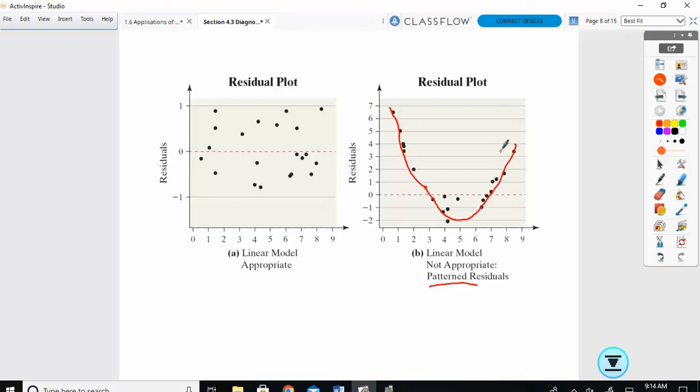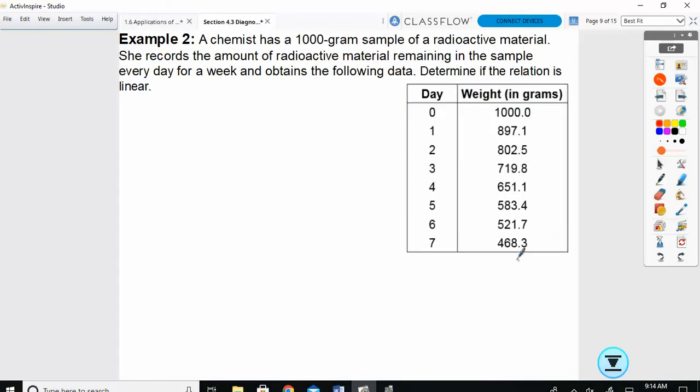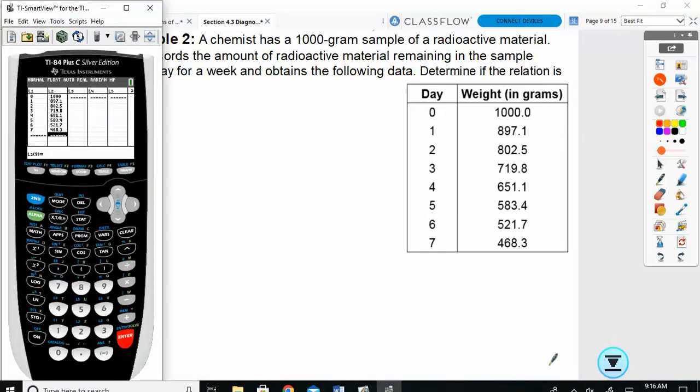So we're going to talk about how to get a residual plot. A chemist has a 1,000 gram sample of a radioactive material. She records the amount remaining in the sample every day for a week and gets the following data. I want to decide if it is linear. So what options have we used to see if things are linear before? We can look at R squared and R. So let's start with those. We just have to run our regression.